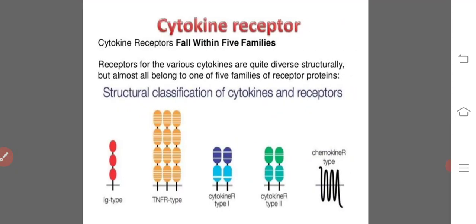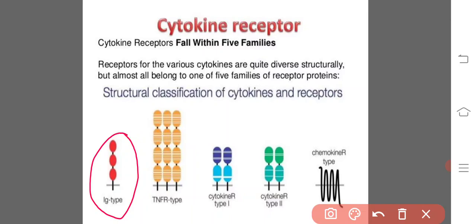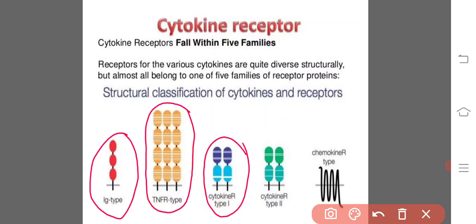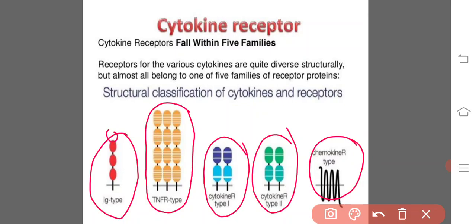See here the cytokine receptor family images. This is the immunoglobulin type receptor, and this is the TNF receptor family. This is a cytokine class 1 or type 1. This is cytokine class 2 or type 2, and this is the chemokine receptor family. So these are all membrane bound receptors which are ready to attach with certain cytokines. So this is a cytokine, and here the cytokine binds.